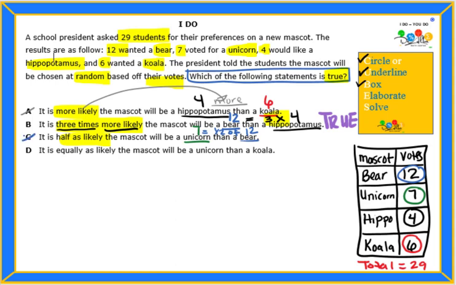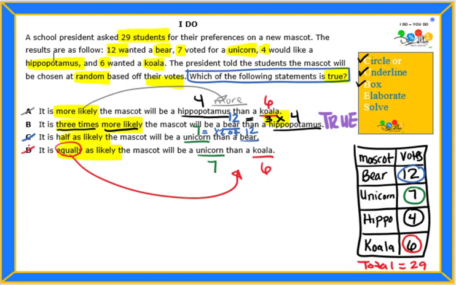Okay, and our last statement says it is equally as likely, so equal, that the mascot will be unicorn. And we know that when we looked at our table, unicorn is 7, but koala is 6. So is that equally likely? So I can put that word right in between here. Is 7 equal to 6? No, they are not. So that is not correct.